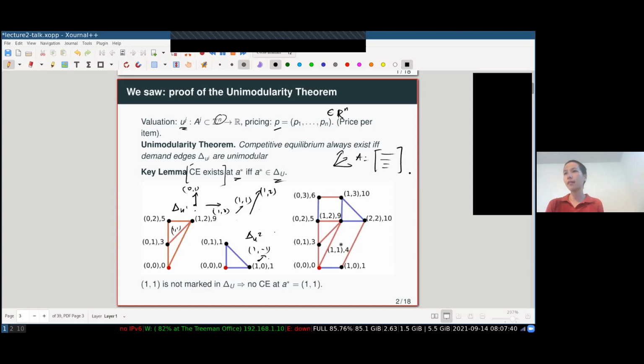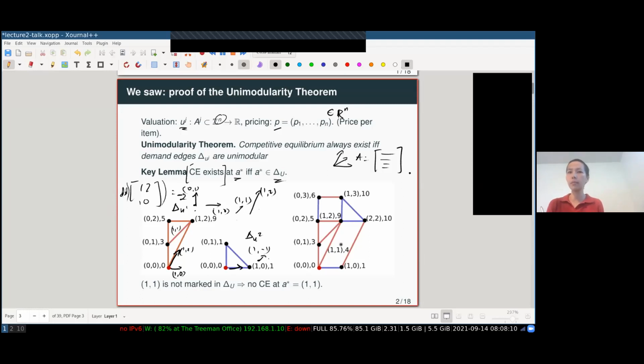And this set of edges is not unimodular, because if I pick this vector here, which is 1, 2, and this vector here, which is 1, 0, and I look at the determinant of the 2 by 2 matrix 1, 2, 1, 0, if I compute that determinant, this is -2. So that's not +1 or -1, so that's not unimodular.